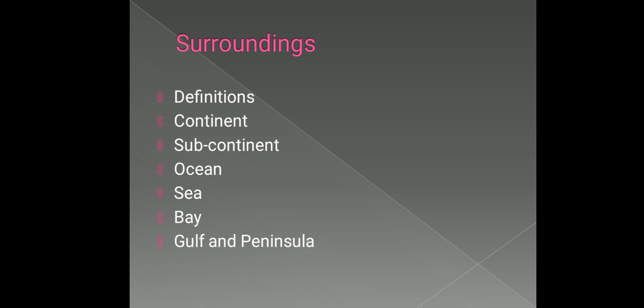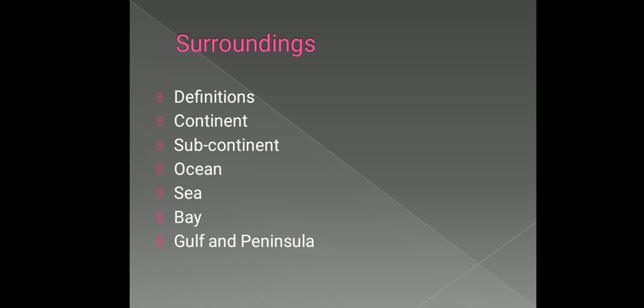Now we come to bay. A bay is a vast area of water body that is surrounded by land from three sides. That is known as a bay, like the Bay of Bengal. The Bay of Bengal is a very large water body, but it is surrounded by land from three sides. You can study the map of India and you will find it.